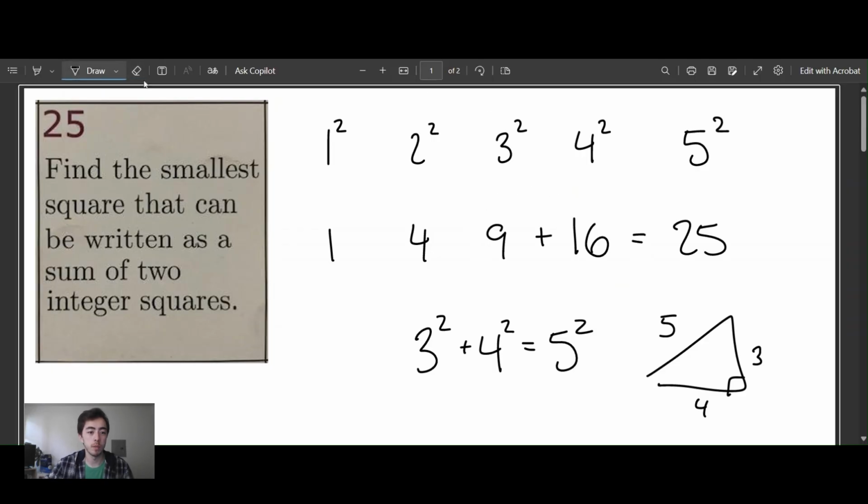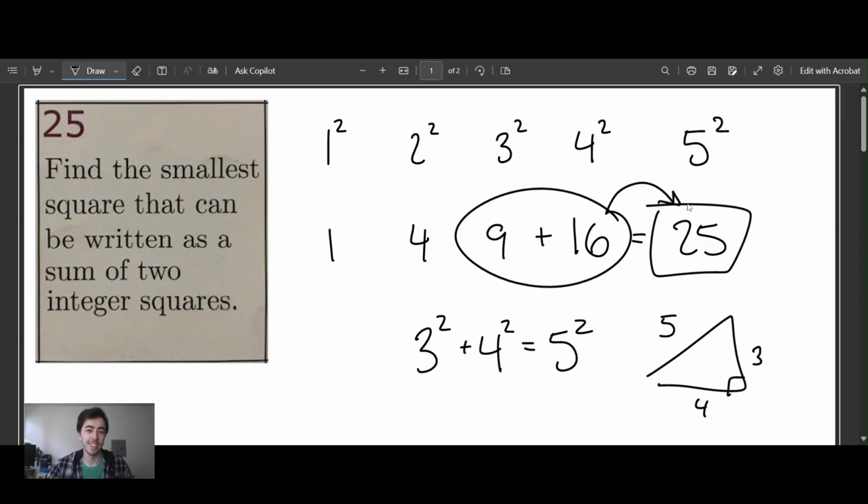So the smallest square that can be written as a sum of two integer squares is 25. And that's the answer today.